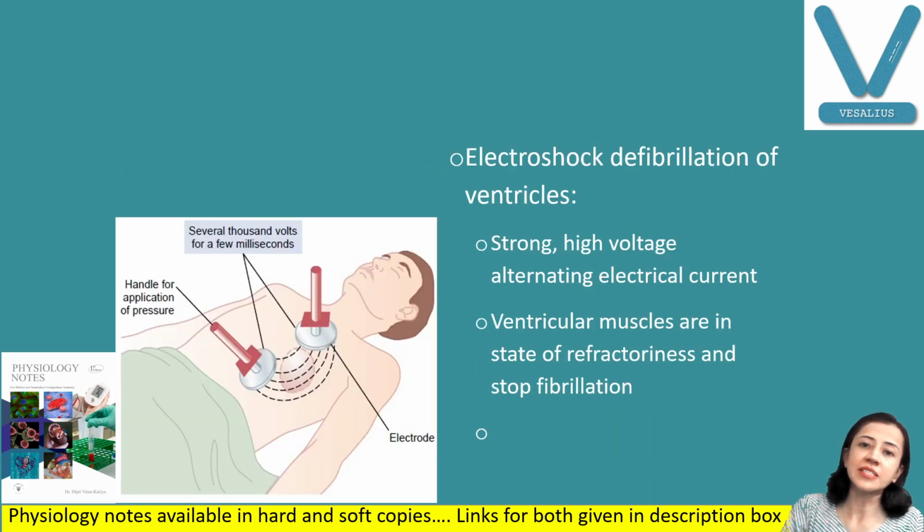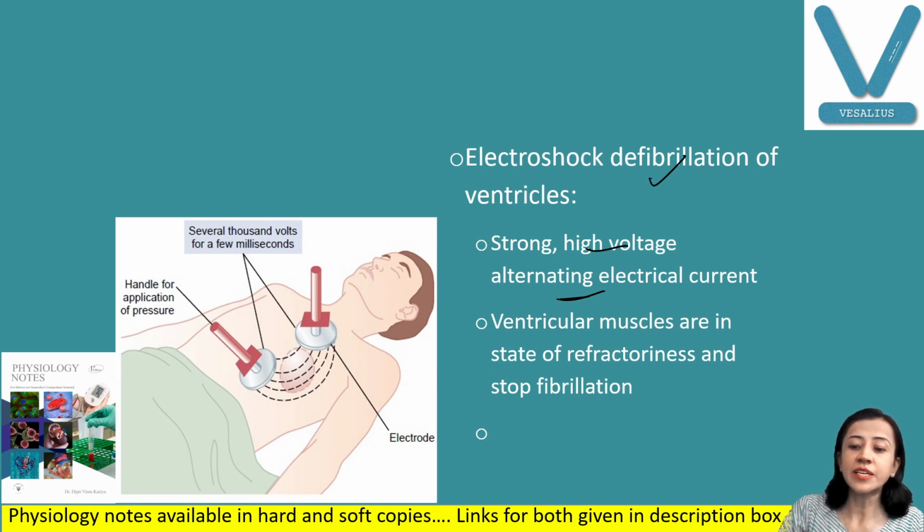Okay. Treatment is again the same: electroshock defibrillation of the ventricle is advisable here. A strong high voltage AC current is given for a fraction of a second. And what is the mechanism? As we already discussed, all the ventricular muscles go into the state of refractoriness, and after 3 to 5 seconds, when they start generating their own impulse, they may generate at normal rhythm.